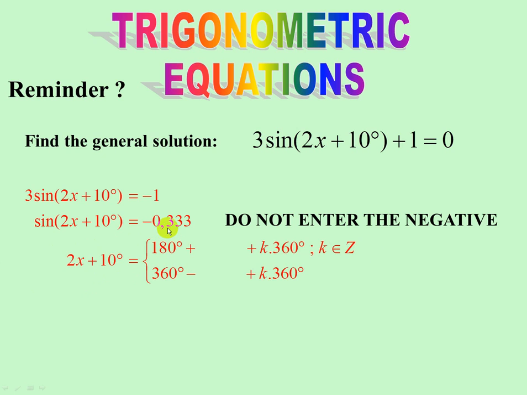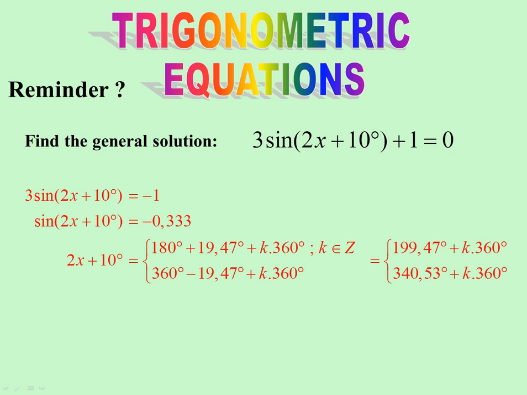If you enter the negative, then the calculator will be very clever and give you a negative angle, and if you put a negative there and there, you're going to end up with a second quadrant angle, and you're going to end up with a first quadrant angle. So don't enter the negative. Straight, shift sine 0.333 equals, and we get 19,47 degrees. Simplify. Now we have two equations.